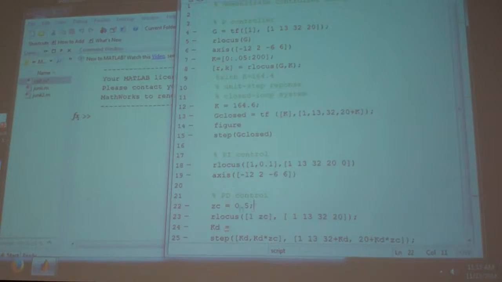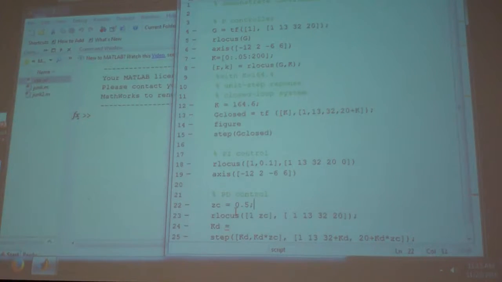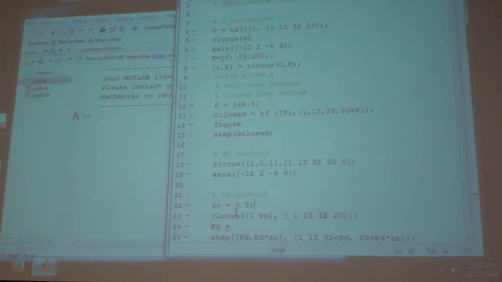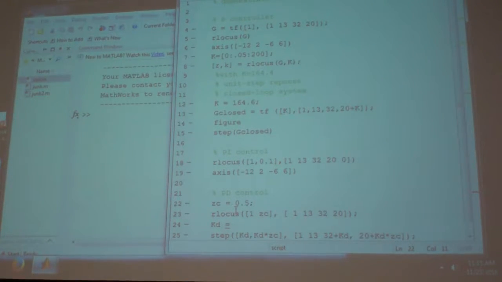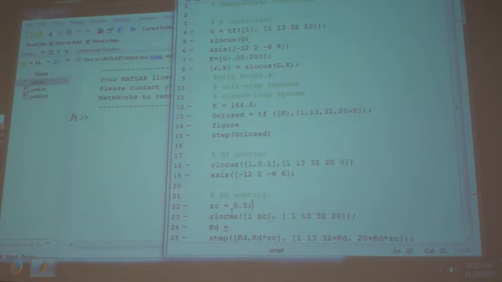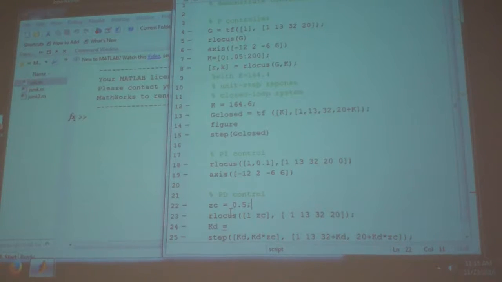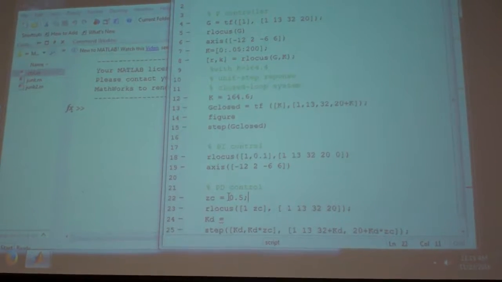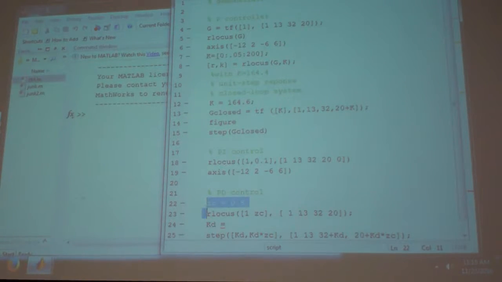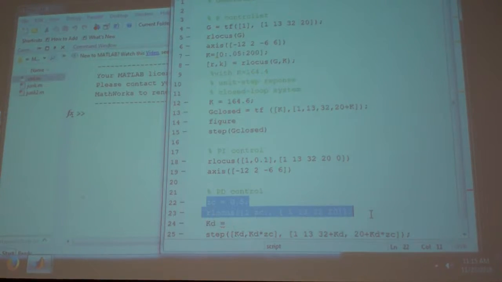For this trial, the design specification is this. I wish the damping ratio to be about 45 degrees, which means 0.707. Okay, so that is one scenario for demonstration. With this in mind, you can see I randomly make this equal to a small number, and we see what happens.